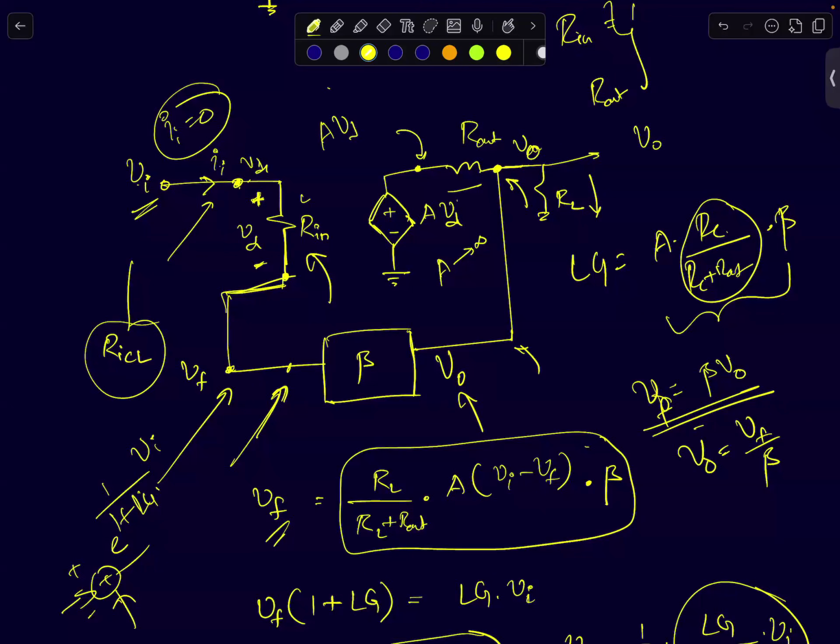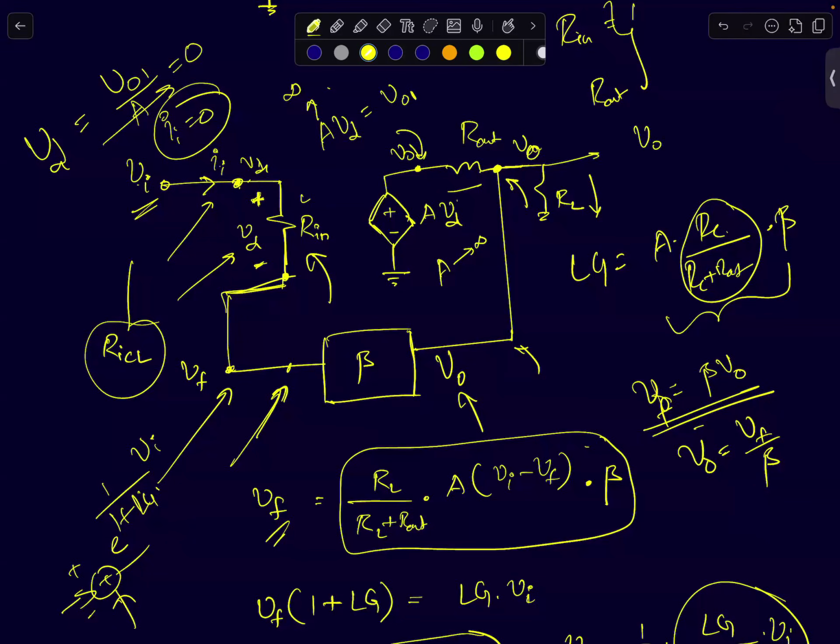If you want A times VD to be finite, what should happen to VD? So if A tends to infinity, I want this voltage to be finite. Let's call this node VO1. Your VD is simply given by VO1 upon A. If A tends to infinity, then VD tends to 0.